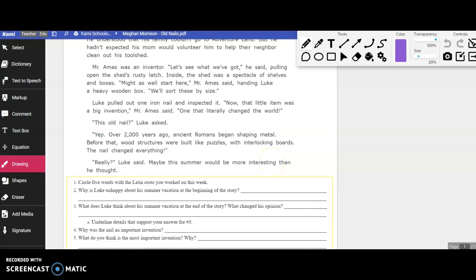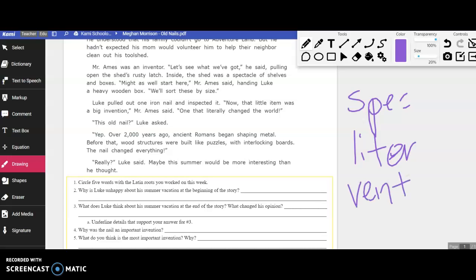So as a reminder, those are spec, liter or litter, vent, and struct or struck. So look for 5 words that have those roots in them. All right. Circle those words.